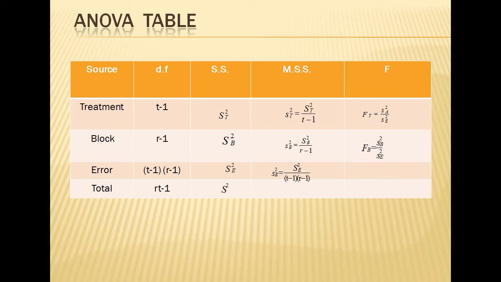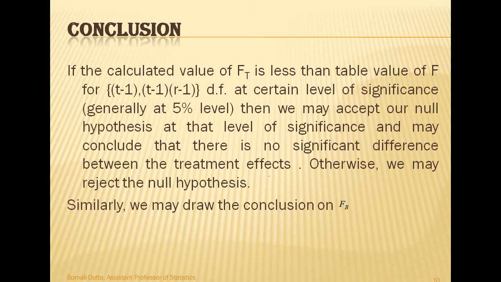Next we have to calculate the F statistics for the treatment and block. Here, the F statistic for treatment is calculated by dividing the treatment mean sum of square by error mean sum of square, and similarly the F statistic for the block is obtained by dividing the mean sum of square due to block by error mean sum of square. Now this is the interpretation from the ANOVA table.